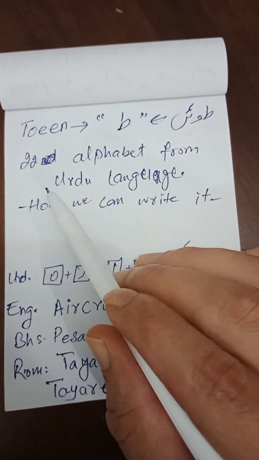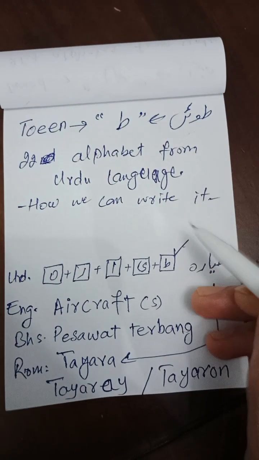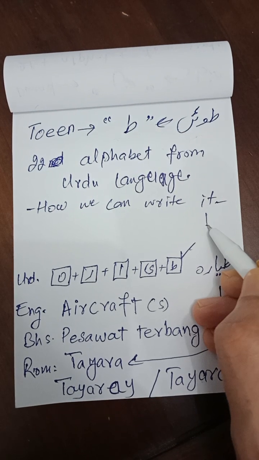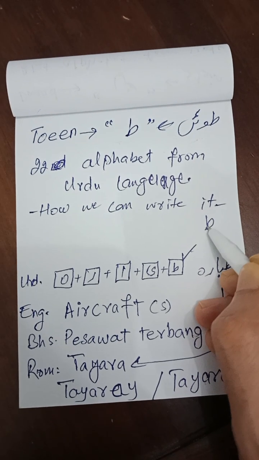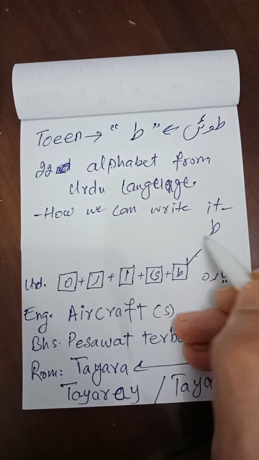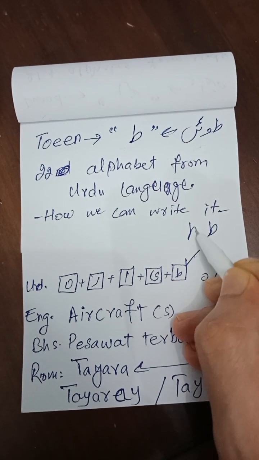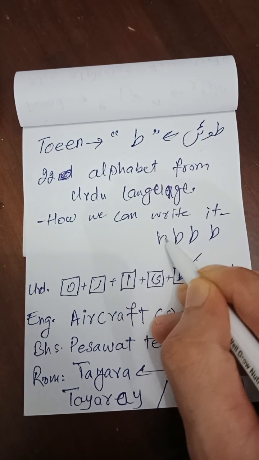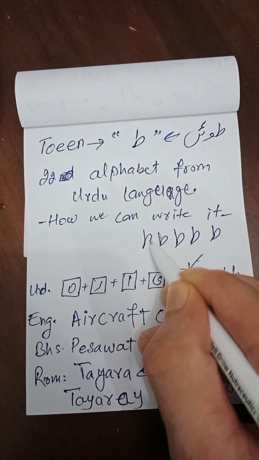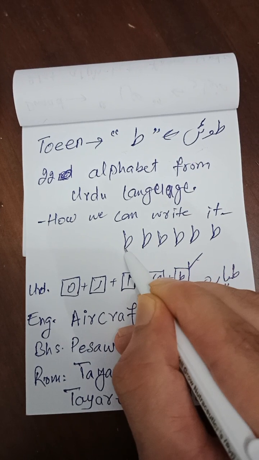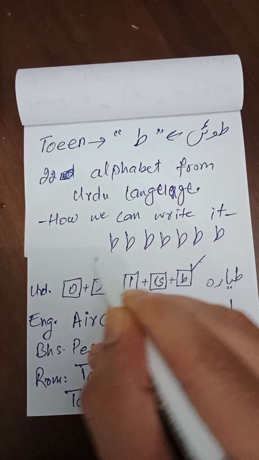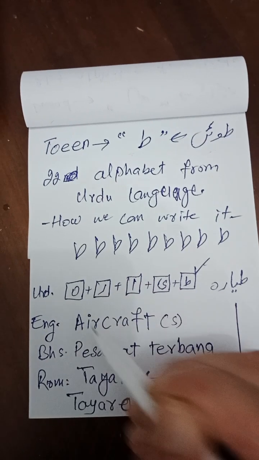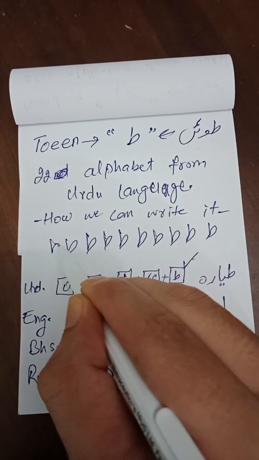So from here, we can first do practice. This is like Alif, but here we make it like this. So this is called Toeen, and in the same way, Toeen. So like this we can do practice on our notebook.